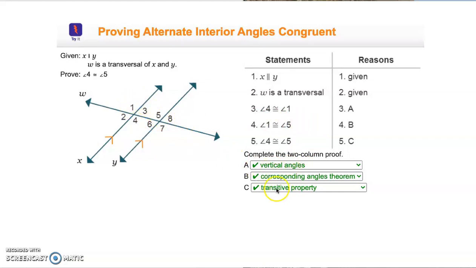And then, because of the transitive property, we can say 4 is congruent to 5. If 4 is congruent to 1 and 1 is congruent to 5, then you can say 4 is congruent to 5. This transitive property is used a lot in these types of proofs because we're proving a couple of different angles and then proving a third.